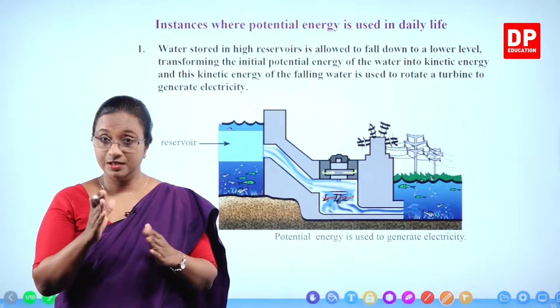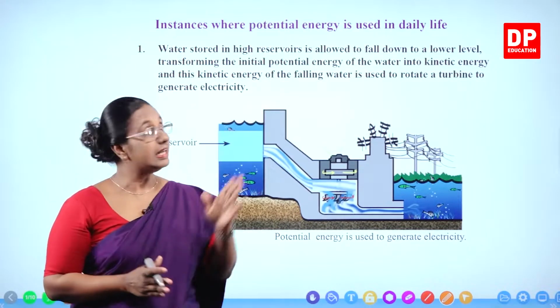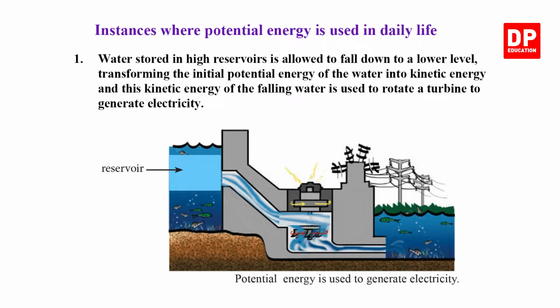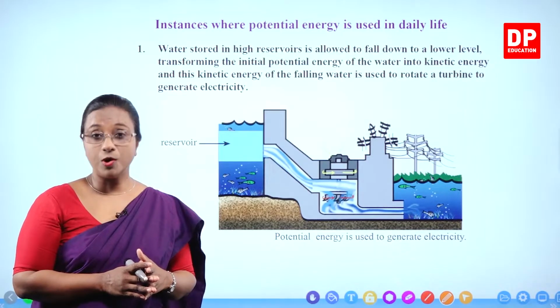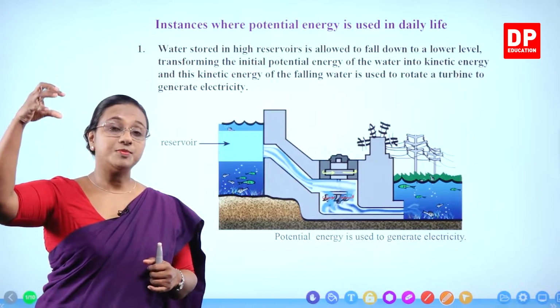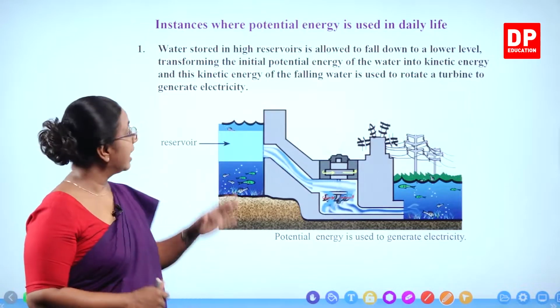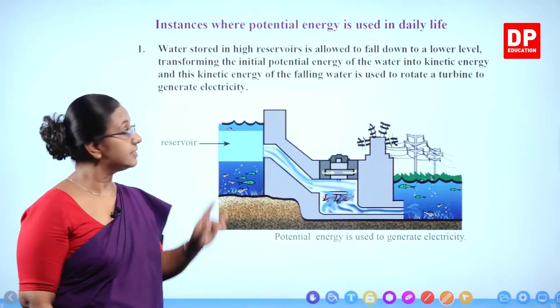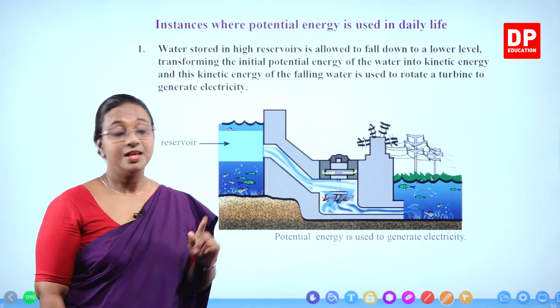Then we looked at a few examples. And I told you all, I will discuss the instances where potential energy is used in daily life. We did discuss some examples before also. Fruit falling from a tree, if you lift an object to a higher level and drop it, what will happen? Similar to that, there are more instances where potential energy is used in daily life. The first one.